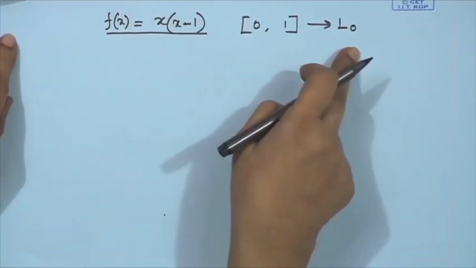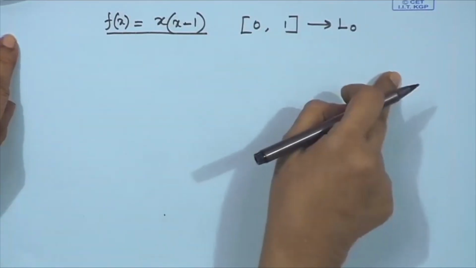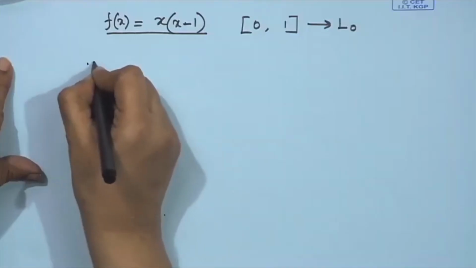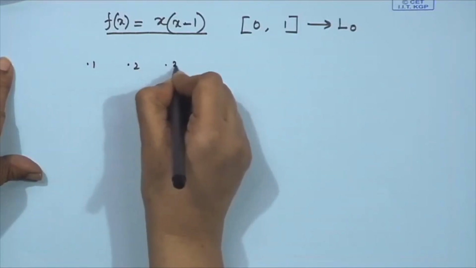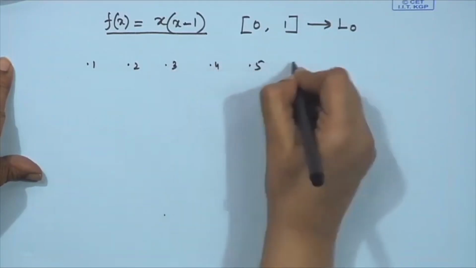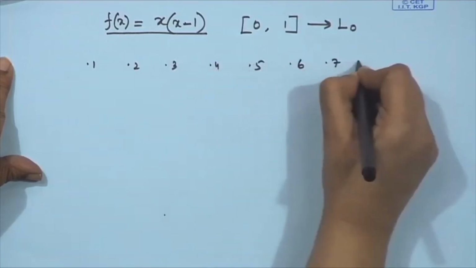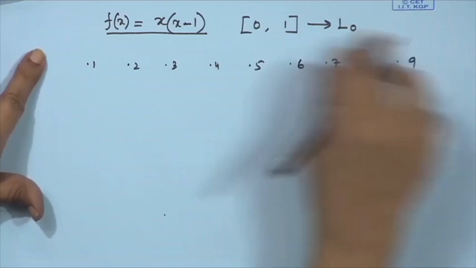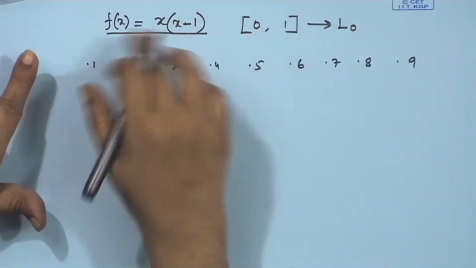I am breaking this interval from 0 to 1 into equally spaced points, and each space I am considering as 0.1. That is why I will get 0.1, 0.2, 0.3, 0.4, 0.5, 0.8, 0.9. Here it is 1, here it is 0. Okay. Let us calculate the value of the function at each point.